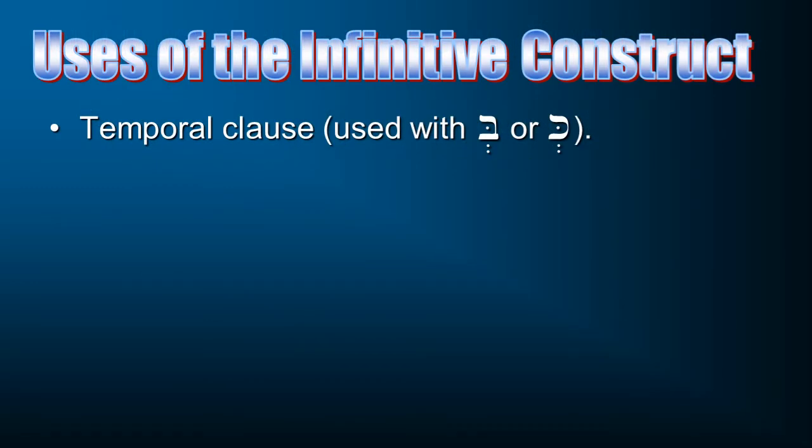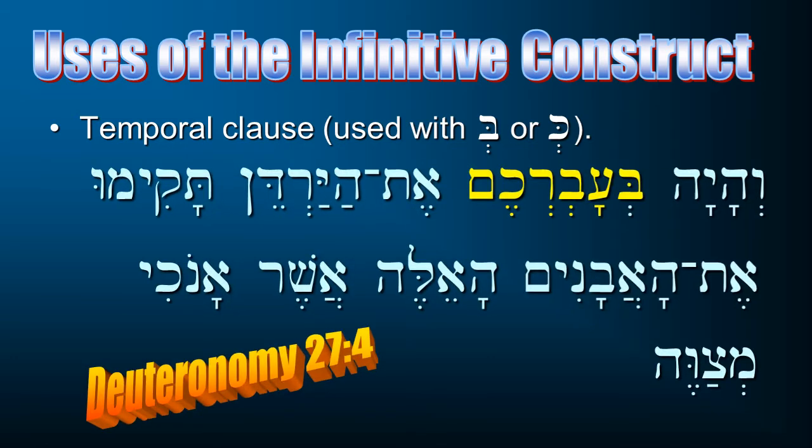Now, some other uses of the infinitive construct. It can be used here. Notice I've changed my two prepositions, ke and be. Those are each prepositions. Ke is to be like something, be is to be in it or on it. And so here we go to Deuteronomy chapter 27 and verse 4, and we read vehayah, and it shall be, here's my infinitive, be'avrekhem, when you go, in going, we might say, but it's a construct idea.